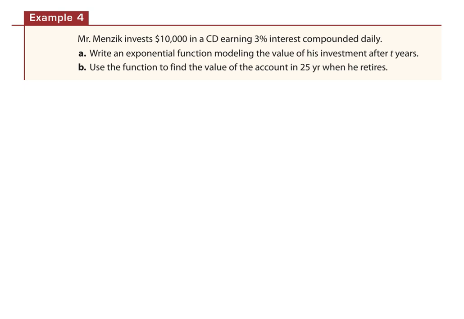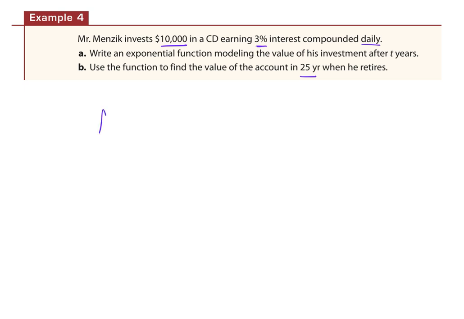So $10,000 is my initial investment. That is my P, my input. Interest is 3%. You always want to write your interest as a decimal, so I'm going to write my interest as 0.03. It compounds daily. If it compounds daily in a standard year, how many times in a year is it going to compound? 365. And then 25 years, that is my T.